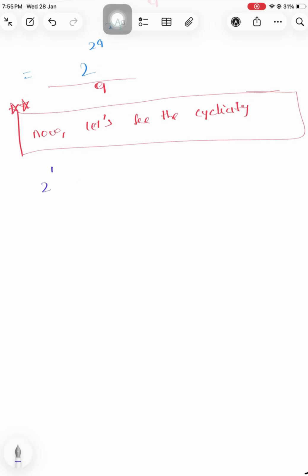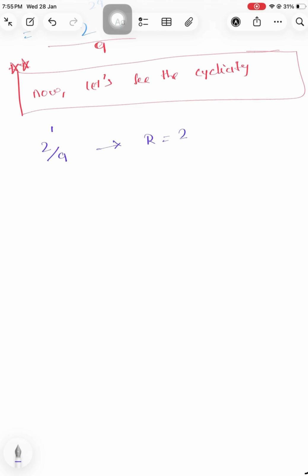So it means that we can start from the very first value, which is 2 raised to the power 1 divided by 9, not 29 raised to the power 1 divided by 9. And then it yields remainder 2. Following the same pattern, 2 raised to the power 2, which is 4, divided by 9, leads to remainder 4. Further, 2 raised to the power 3 divided by 9 yields the remainder 8. Then 2 to the power 4 divided by 9, the remainder is coming as 7.